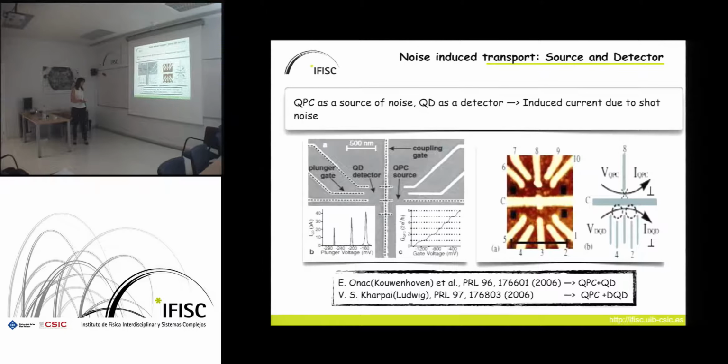In the first case, I think, the issue was just to try to characterize the noise through the quantum point contact. But the noise was measured directly by the current that is induced in the quantum dot. So by knowing how is the current through the quantum dot, you can figure out how is the noise generated by the source, which is in this case a quantum point contact.